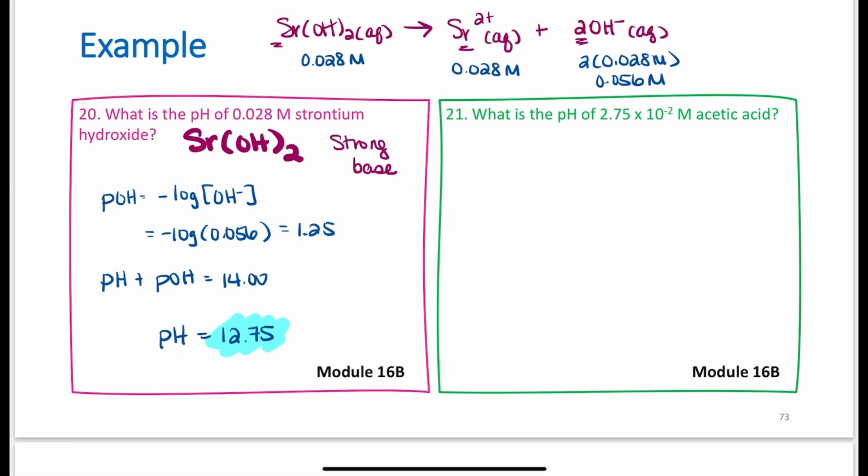Number 21. What is the pH of a 2.75 times 10 to the negative second molar concentration of acetic acid? When I put things in scientific notation like that, saying 10 to the negative 2, that's just to be annoying, to be honest. Really, just remember that's the same as 0.0275 molar. Some students like it better in scientific notation, some students don't. It's really your preference. I could care less which one you write it as, okay? But some students need to rewrite it as this.